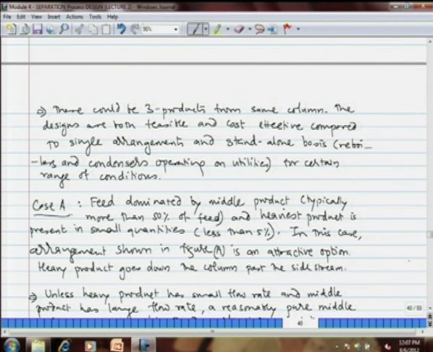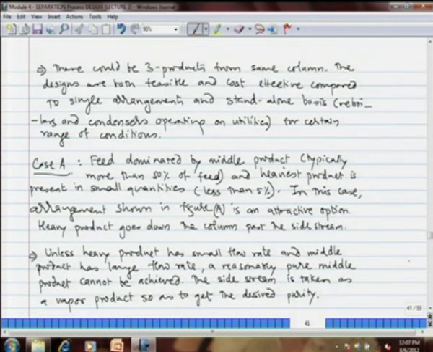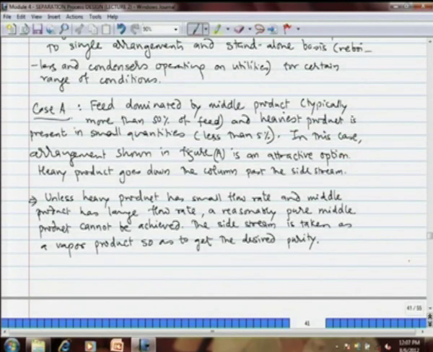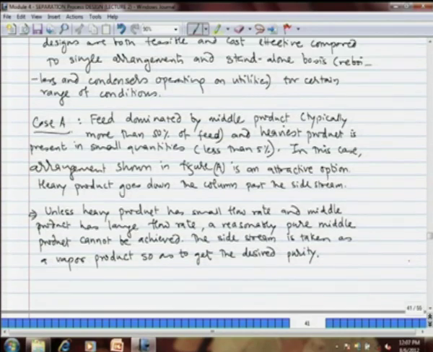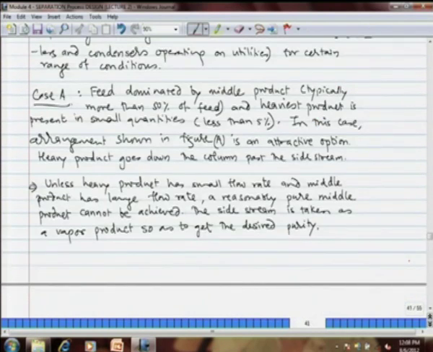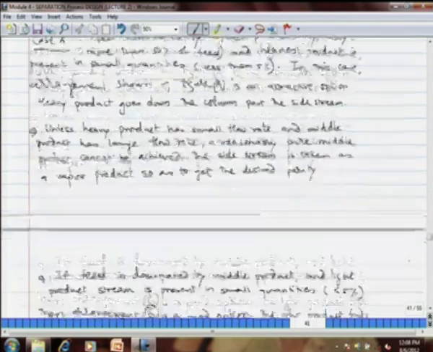If the feed is dominated by the middle product and the heaviest product is present in small quantities less than 5%, okay, that was case A here. In this case, you can go for a configuration such that you draw a side product from one of the bottom plates as a vapor side stream. The heavy product goes down the column past the side stream. Unless the heavy product has a small flow rate and the middle product has a large flow rate, a reasonably pure middle product cannot be achieved. The side stream is taken off as a vapor product so as to get the desired purity.